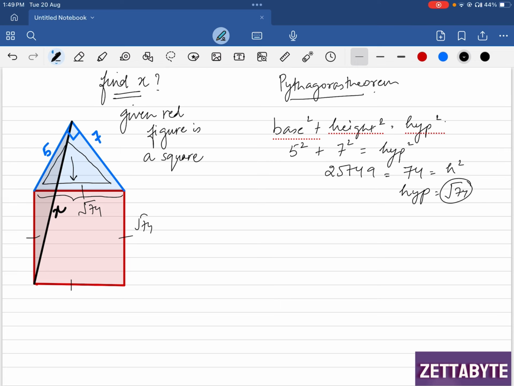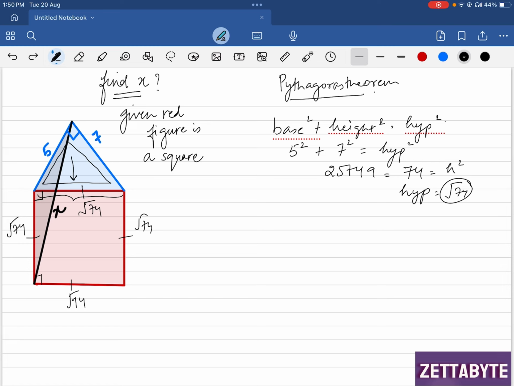This is the measurement of all the sides. If you want to mark it over here also, root 74 and root 74. Now, we also know that the square has all the angles at 90 degrees. I do not need to mention it, it's just for the sake of clarity. I need to mention that square has got 90 degrees as its angles. So now we are going to figure out what is the value of x from the given triangle.